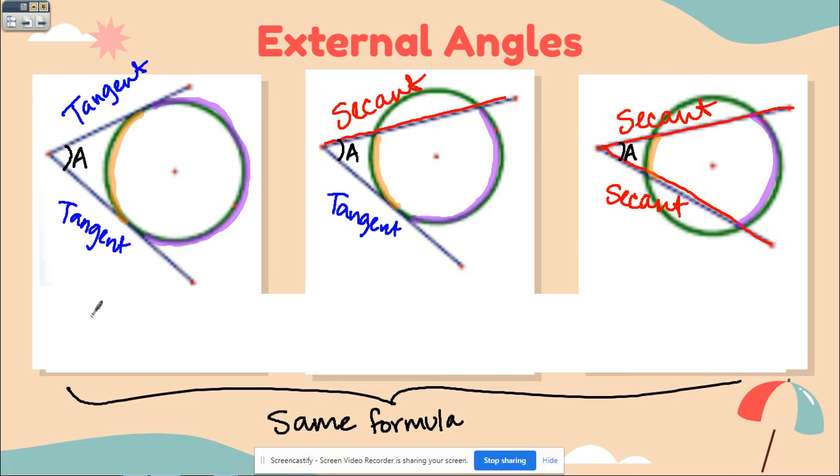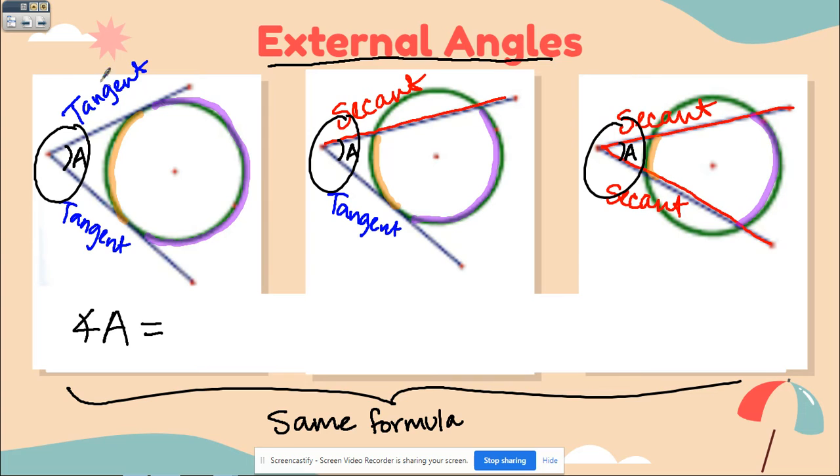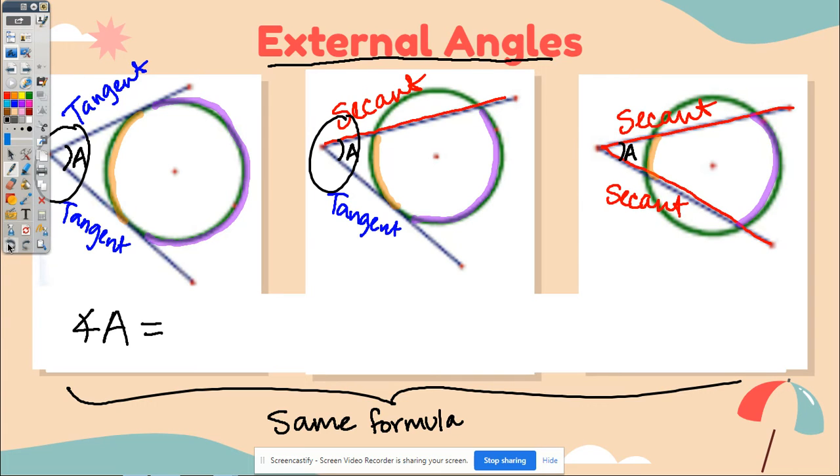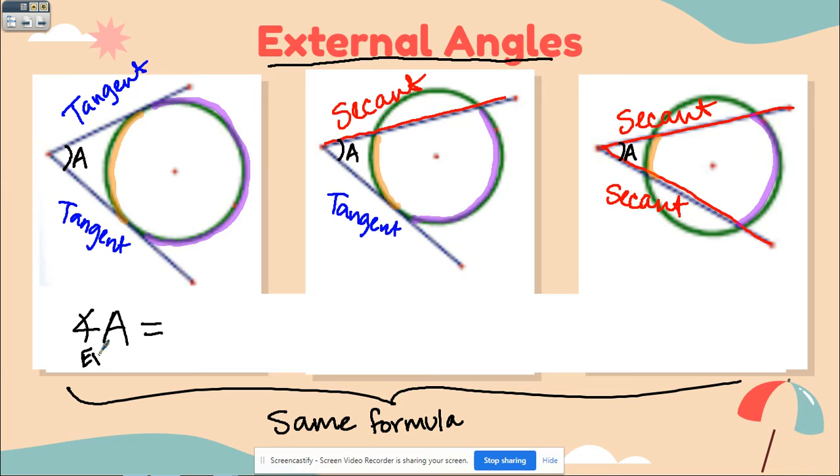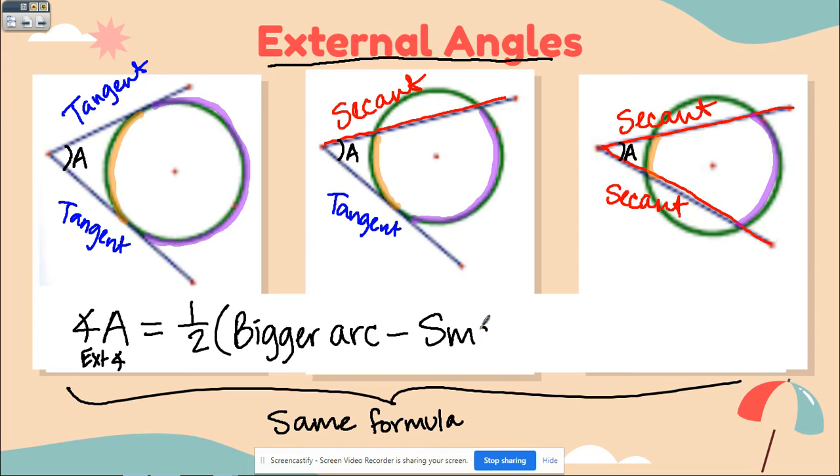The formula is that angle A is equal to, and angle A is what is known as an external angle because it's hanging outside of the circle. So angle A, which is an external angle, equals 1/2 the bigger arc minus the smaller arc.